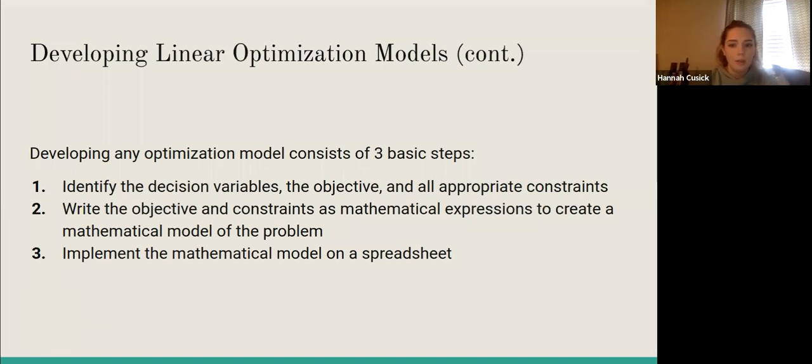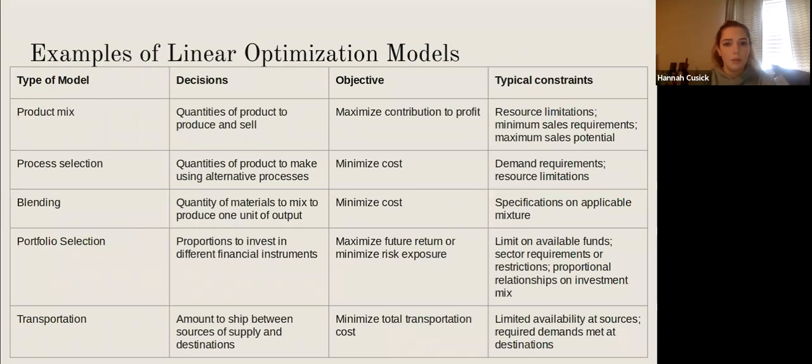And then the final step in developing linear optimization models is to implement the mathematical model on a spreadsheet. Here we have some examples of linear optimization models. I'm not going to go over each one specifically, but you'll notice that in each one of these, they all have an objective, which includes either minimizing or maximizing a given variable, and they all include some form of constraint or limitation.